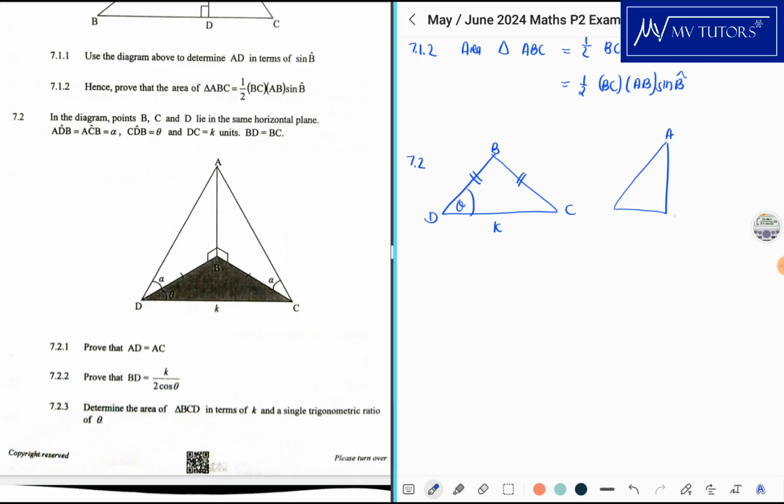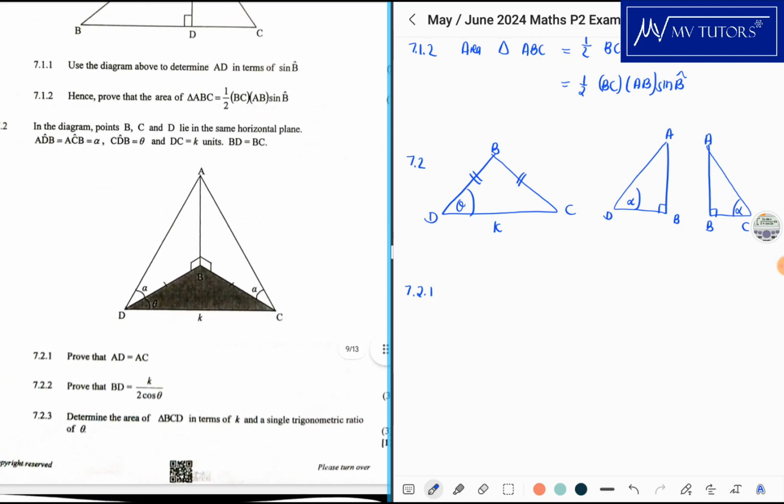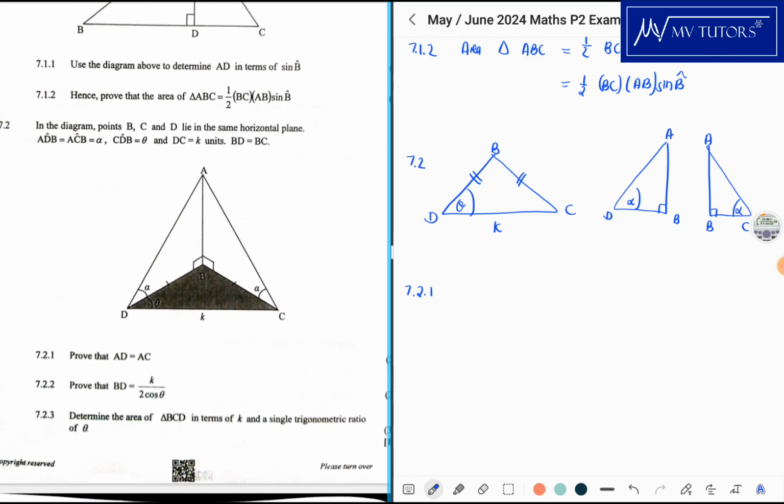So this is A, B, D. So basically that is alpha in ADB as well as ABC. That's also alpha. It helps me to just put everything down like that. And there's also another triangle ADC, but they didn't say anything about it, so I'm not going to focus on it for now. So 7.2.1 for 2 marks says prove that AD is equal to AC.